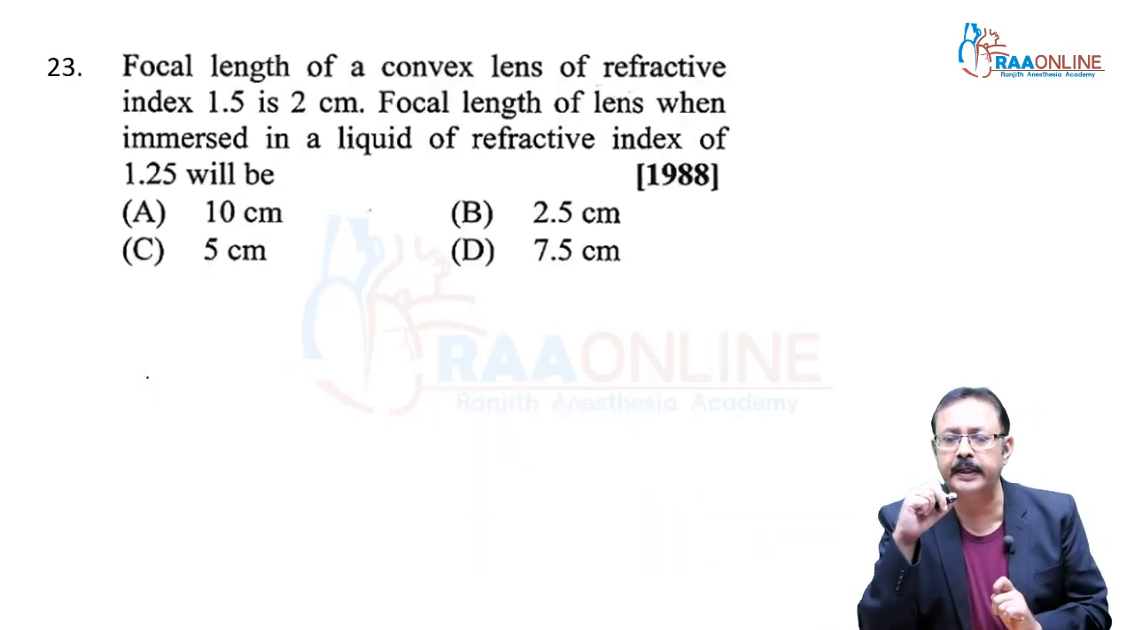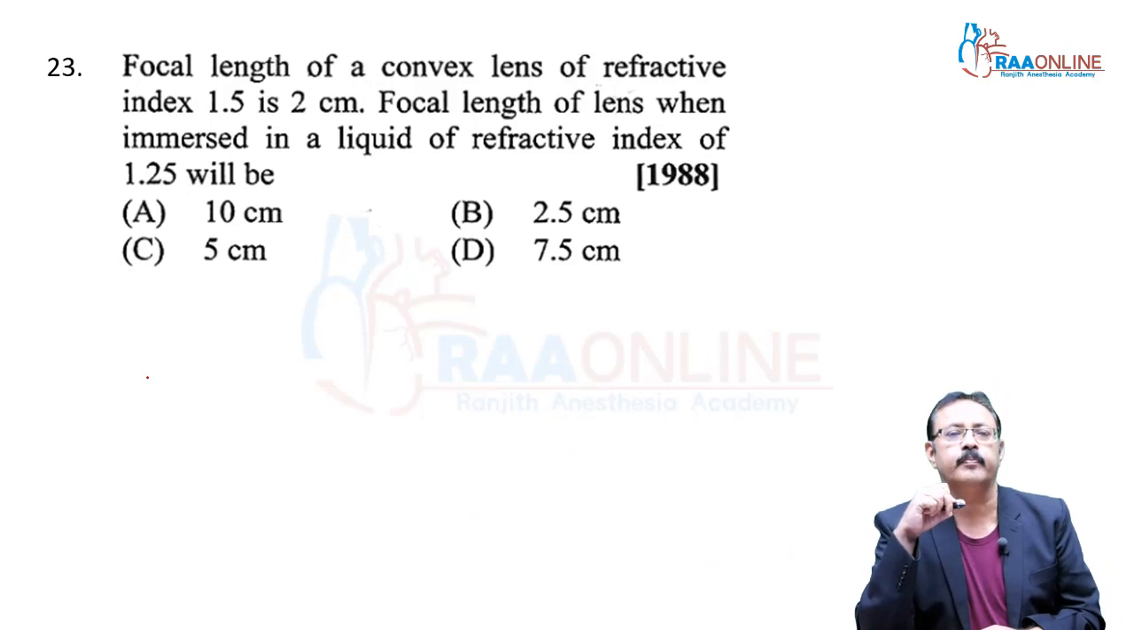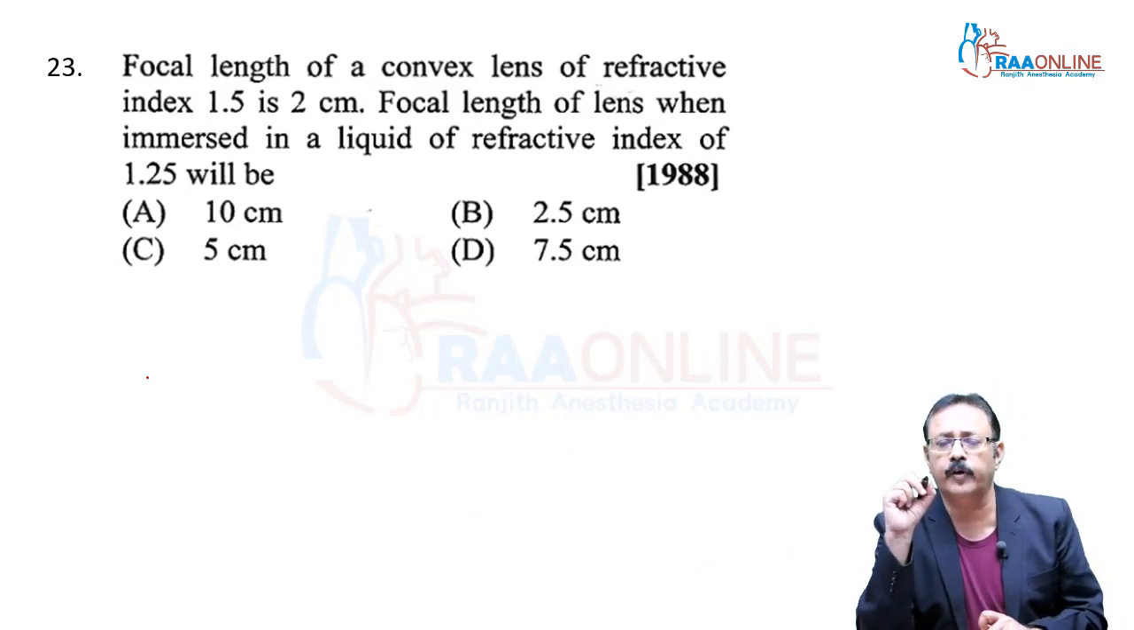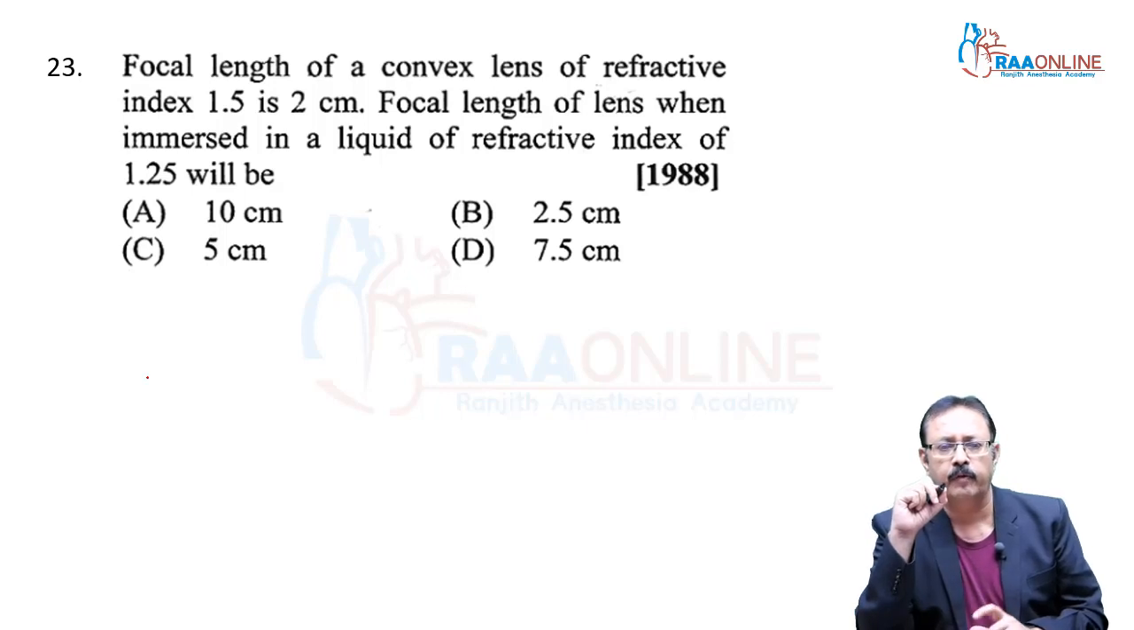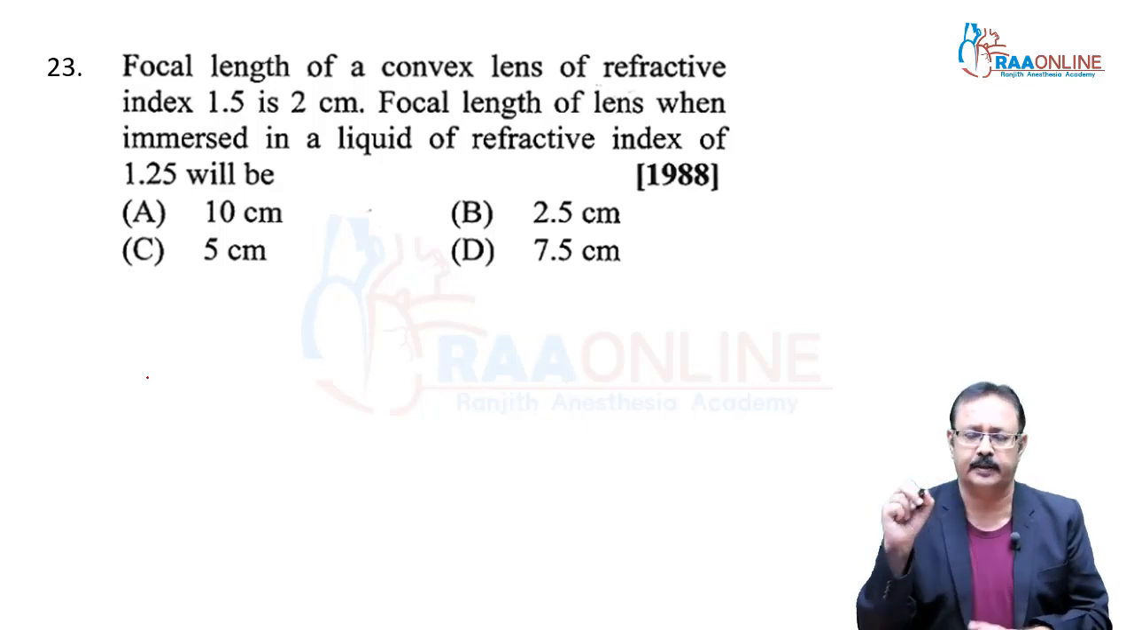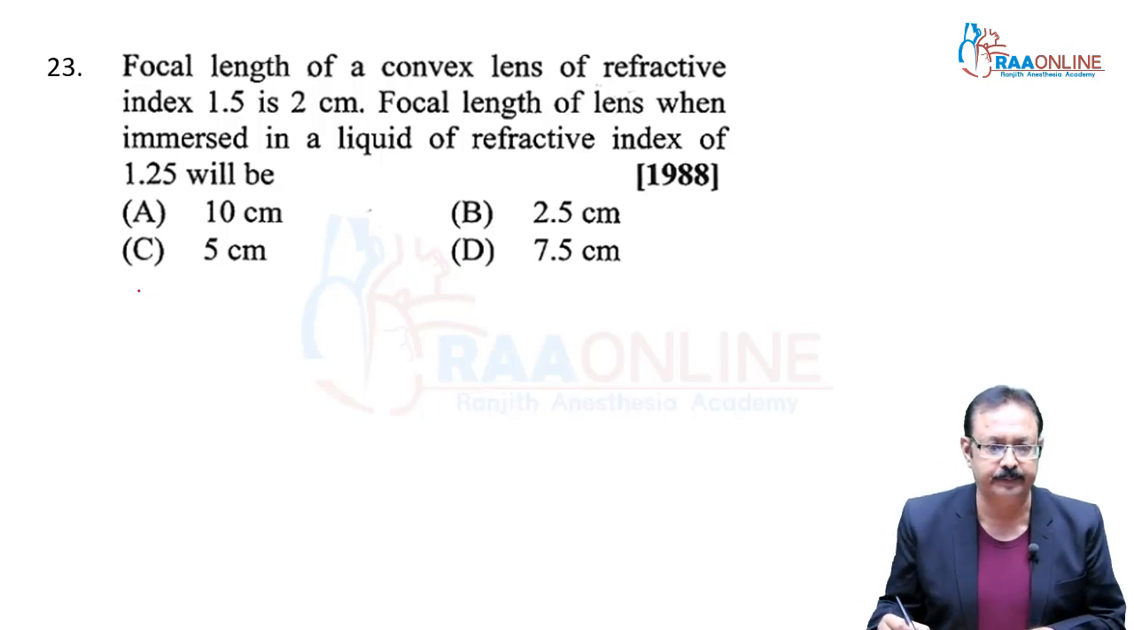23rd, it is from 1988 AIPMT. The focal length of a convex lens of refractive index 1.5 is 2 centimeters. When the lens is immersed in a liquid of refractive index 1.25, what will happen? We know that focal length in air can be calculated by the lens maker's formula.